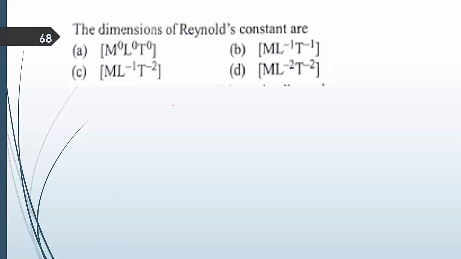Question number 68. The dimensions of Reynolds constant is. Yes, first you have to know what is Reynolds constant. Reynolds constant, it is just a number. It is a pure number. If it is a number, then is it having any dimension? No, it is not having any dimension.